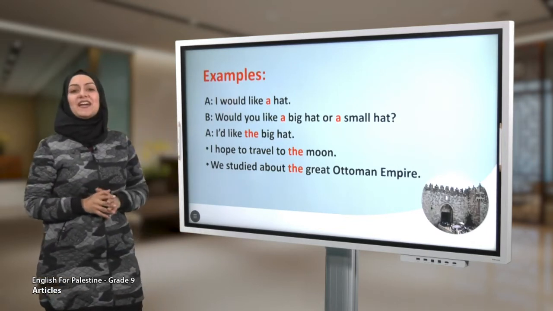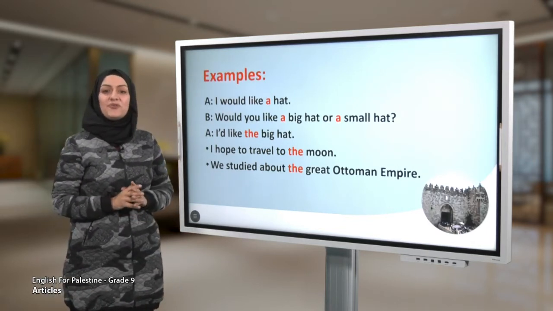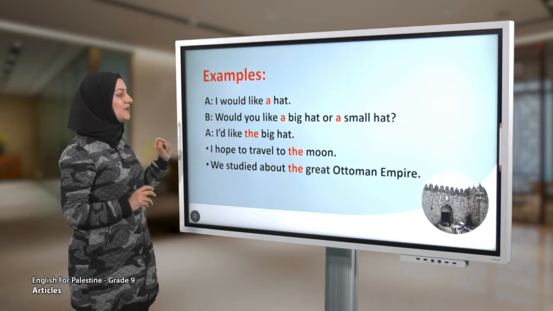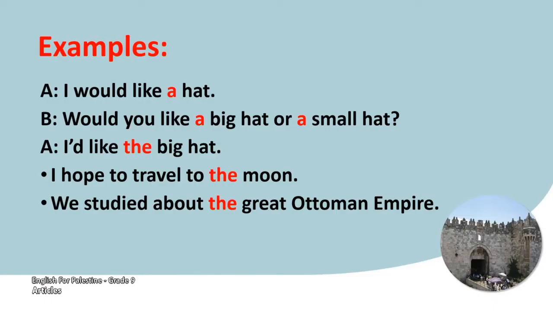First, let's look at some examples to clarify the idea. Here we have a simple conversation between two people. The first one says, "I would like a hat." The second replies, "Would you like a big hat or a small hat?" "I'd like the big hat." Another sentence is, "I hope to travel to the moon." We studied about the great Ottoman Empire.